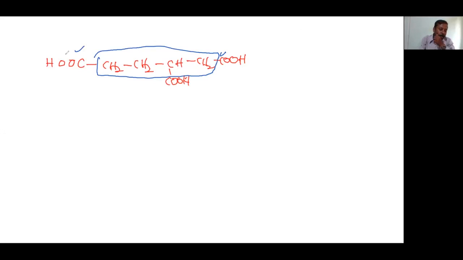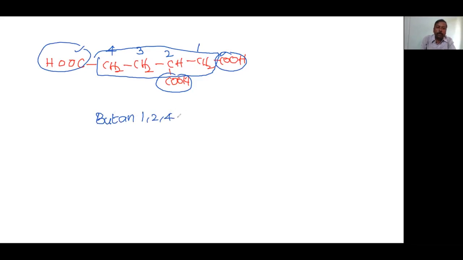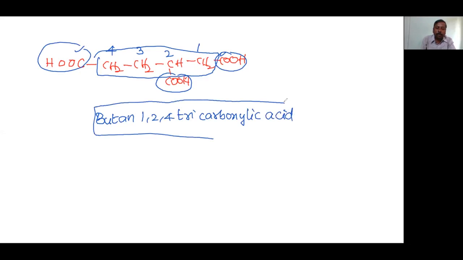Once you miss any one of them, then you should not consider that chain. Now here numbering should be done from right to left so that the lowest sum rule is followed. So on 1 it is COOH, on 2 it is COOH, on 4 it is COOH. So it will be but, single bond an, 1,2,4. Butane-1,2,4-tricarboxylic acid. Those who answered like this, congratulations. Those who could not, they are learning something new.